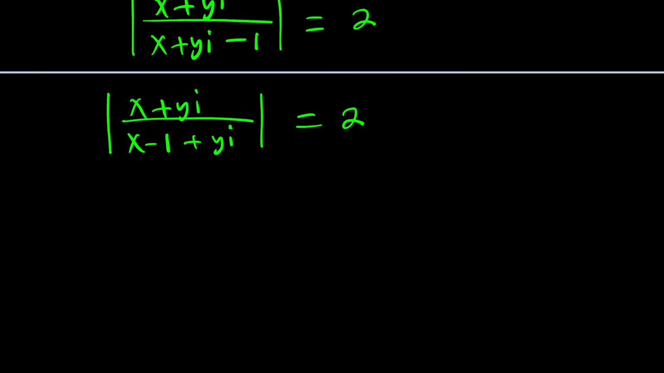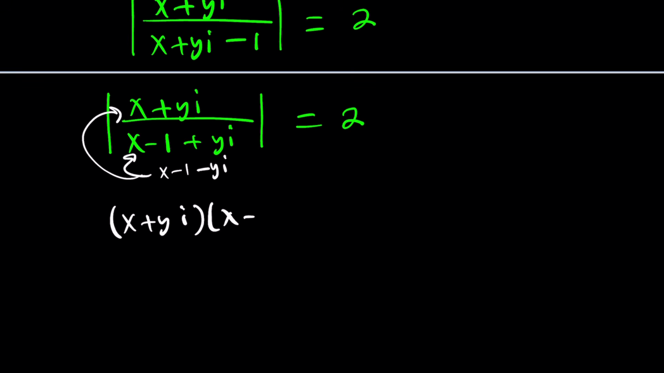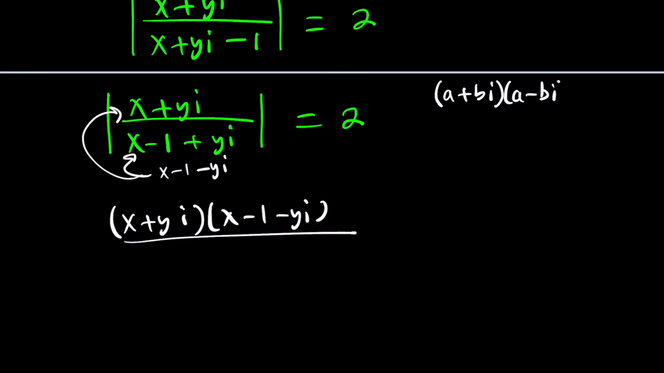Here, if we go ahead and multiply the top and the bottom by the complex conjugate, which is x minus 1 minus yi, we have to do this here and here. We're going to get something like this, x plus yi multiplied by x minus 1 minus yi. And in the denominator, because you multiply two conjugates, let's think about it this way. If you multiply a plus bi and a minus bi, from difference of two squares, you get sum of two squares. Why? Because i squared is equal to negative 1. Why? Because i is the square root of negative 1. That's how we define it.